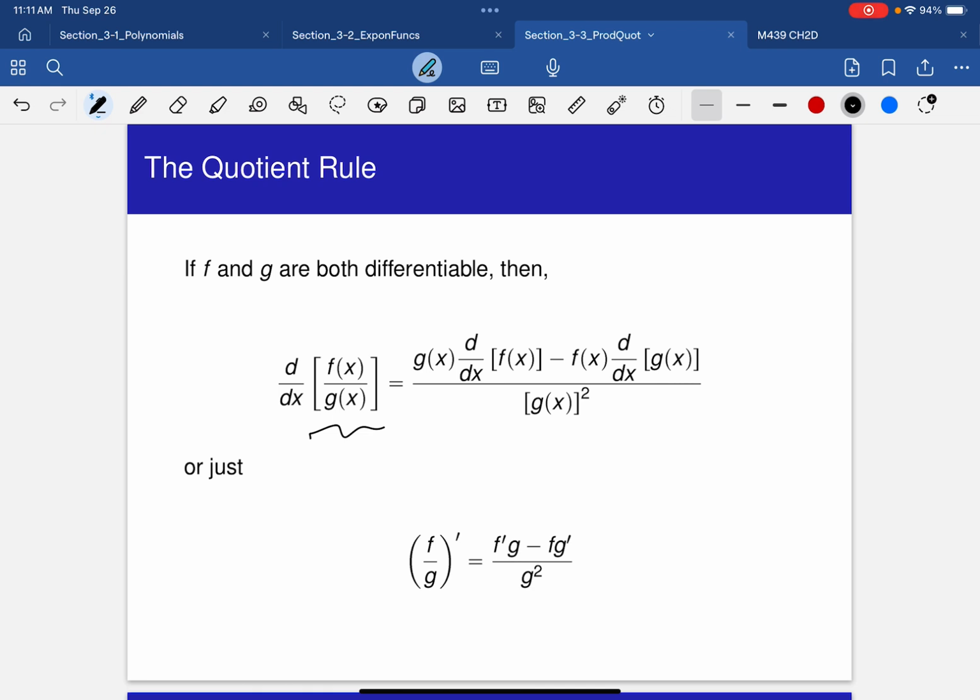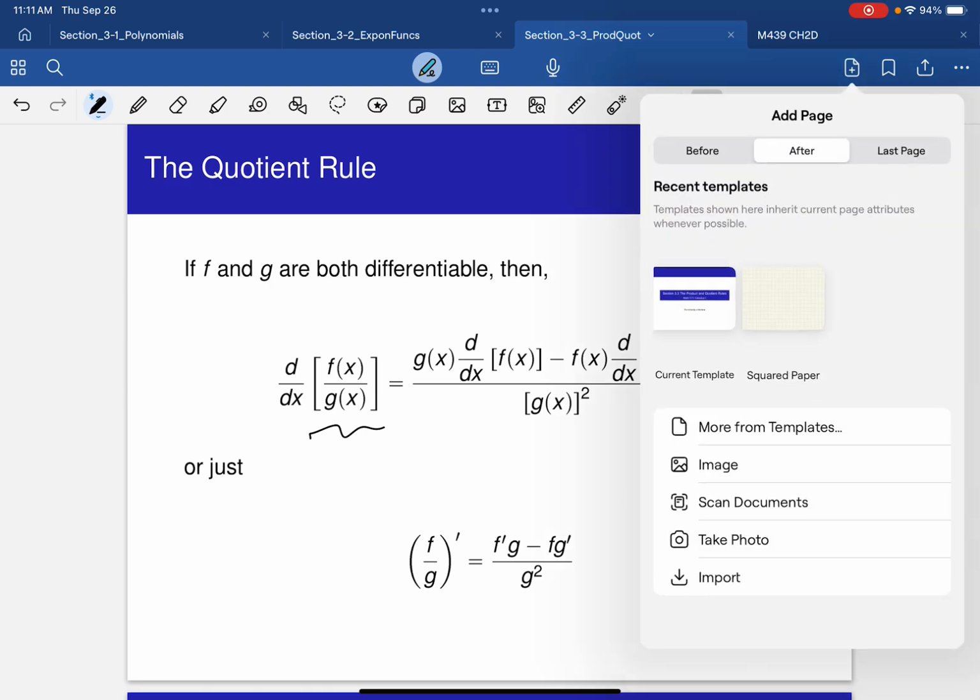So quite a rule to find a quotient. It seems like it's much more difficult to find a derivative of a quotient of two functions than it is to find the derivative of a product. Let's see why this is. We'll go ahead and derive this rule.